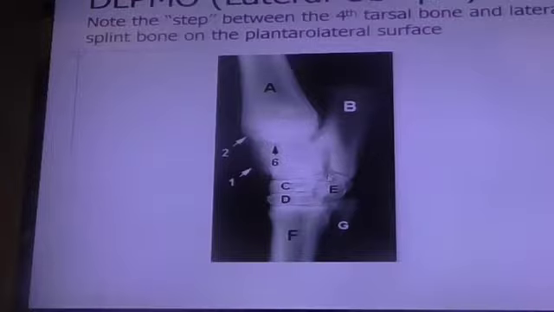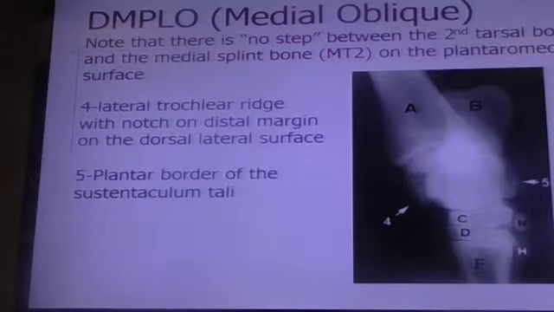Here's your L, little stair step between the fourth and the lateral split bone. Same concept. Same concept of the medial oblique. Second tarsal, medial split bone. And then number 5, we see on this view very nicely, is the plantar border of the sustentaculum tali.